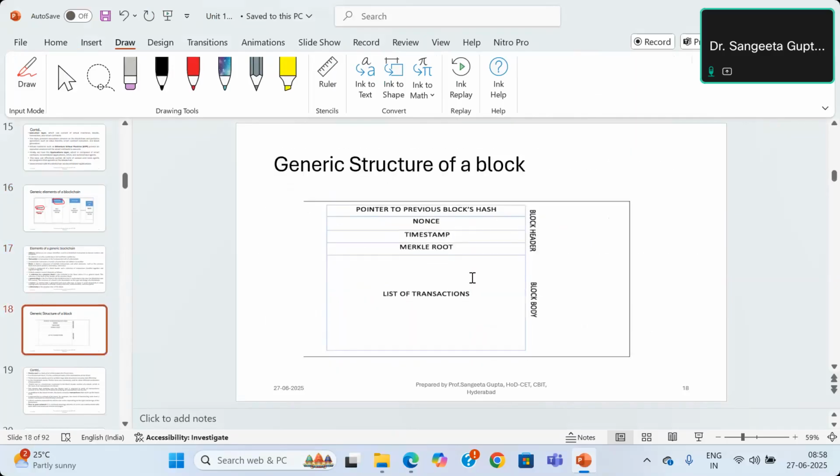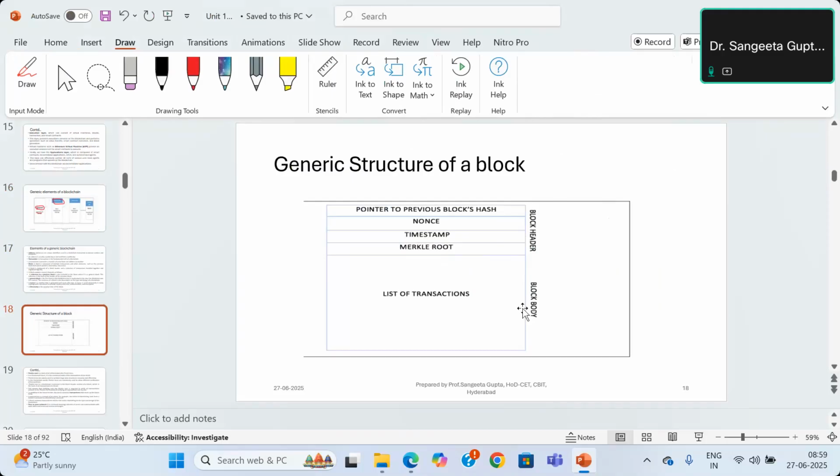Now, talking about the generic structure of a block, every block is a collection of a set of transactions. This block is divided into two parts. The first part is the block header, which contains details about that particular block. The second part is the block body, which is composed of the different set of transactions which can be addressed to various other blocks across the network.